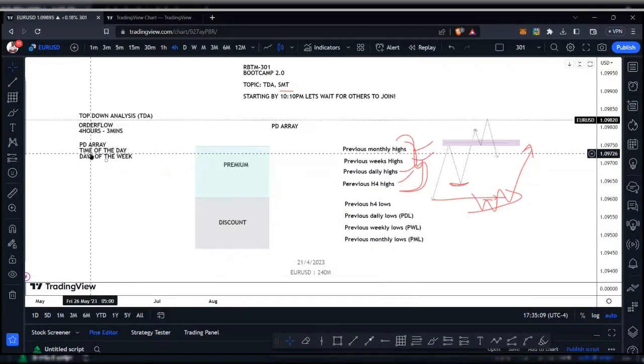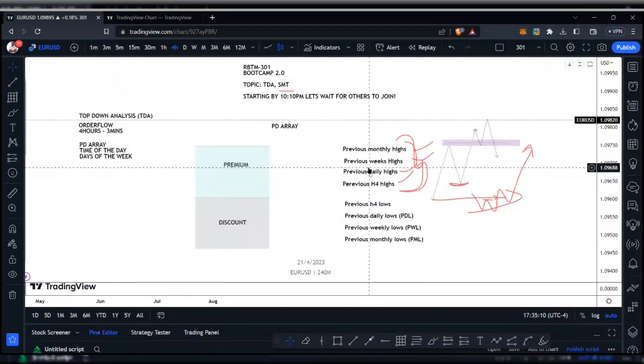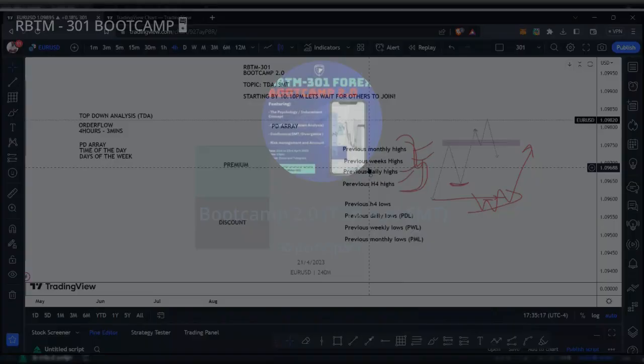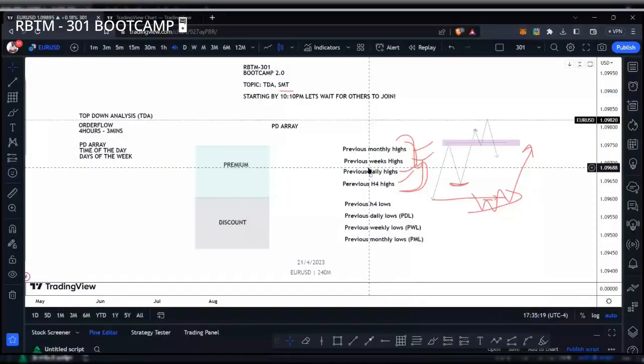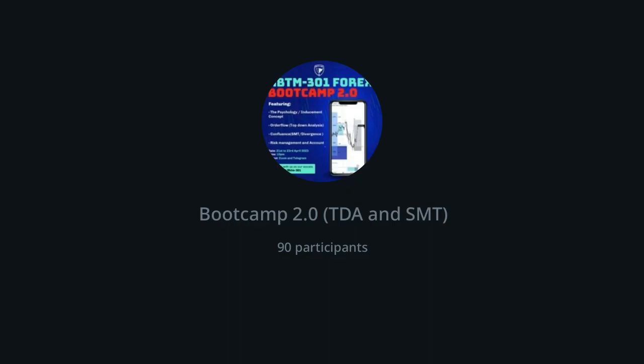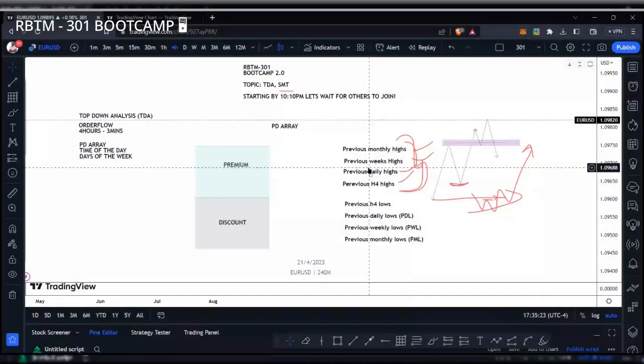So time of the day. Now, you want to be taking your trade at what time? Either in London or in New York. You understand? You want to be taking your trades either in London or in New York. That one is very, very easy. But the days of the week is really where I want to focus.